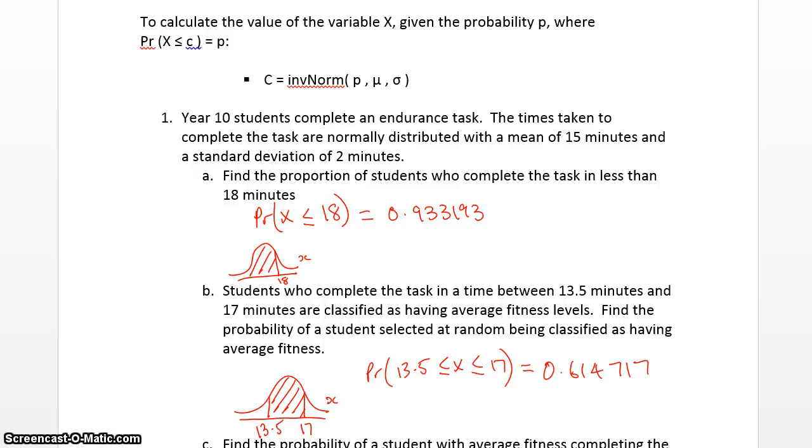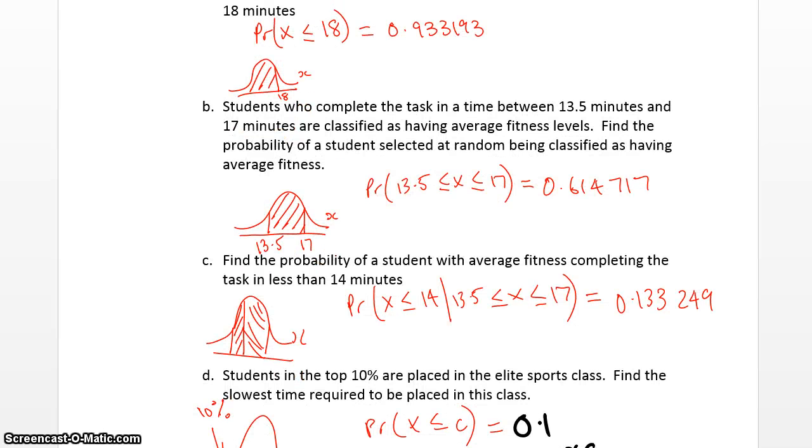Okay. Then C, find the probability of a student with average fitness completing the task in less than 14 minutes. So this is actually a conditional probability because I know that they're a student with average fitness, but then I'm asked to find the probability that they finish it in less than 14 minutes. So I know that they finish it between 13.5 and 17. What's the probability that they finish at less than 14?